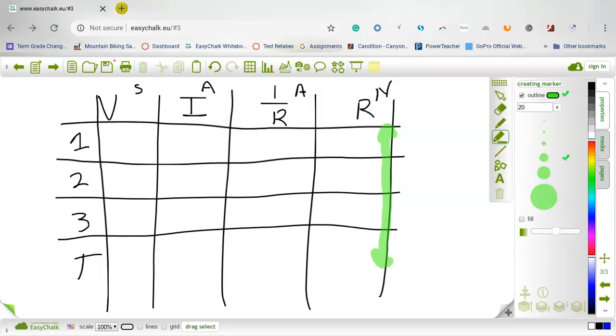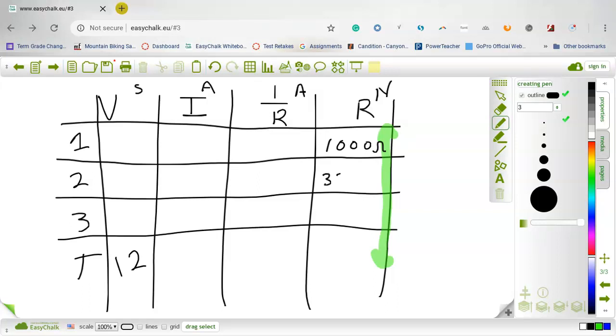So let's go ahead and fill in the values that we know for this circuit. We know the total voltage in this circuit is 12. We also know that we have 1,000 ohms for resistor 1. We have 3,251 ohms for resistor 2. And we have 2,785 ohms for resistor 3.